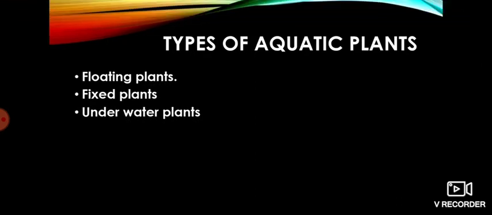So, what are aquatic plants? Aquatic plants have adapted themselves amazingly to survive in water. These plants can be further distinguished into three types: floating plants, fixed plants, and underwater plants.